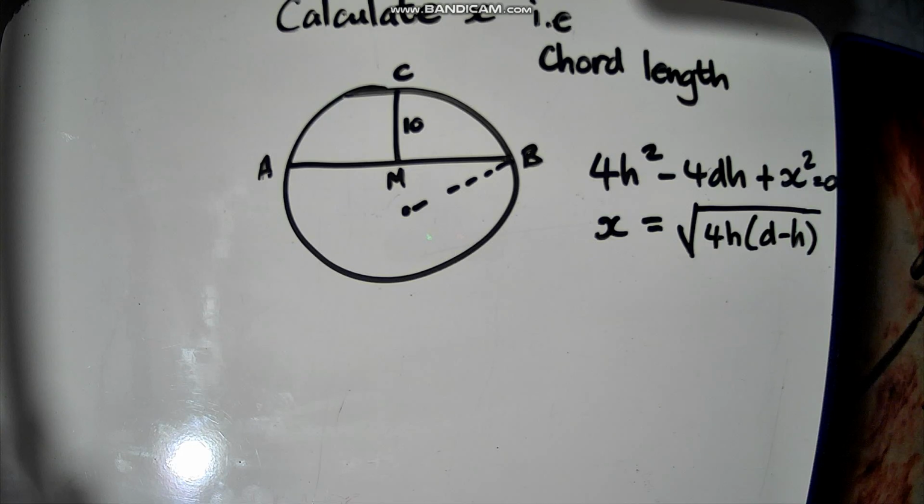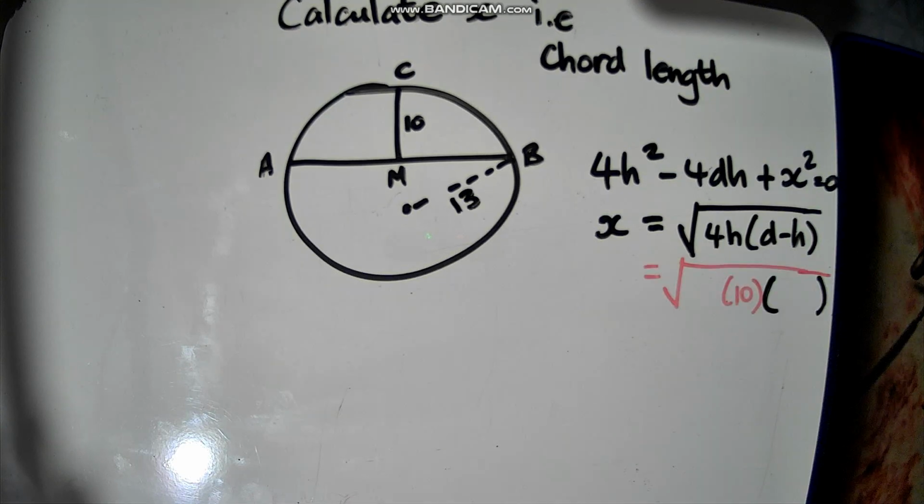Next step would be to substitute. Now notice, in order to do this question, the diameter will need to be given because d in the formula is diameter, or if a radius is given, you know that the radius times 2 will give you the diameter. The radius is 13 in the question, so now we will substitute 26 for d because the diameter is double the distance of the radius.